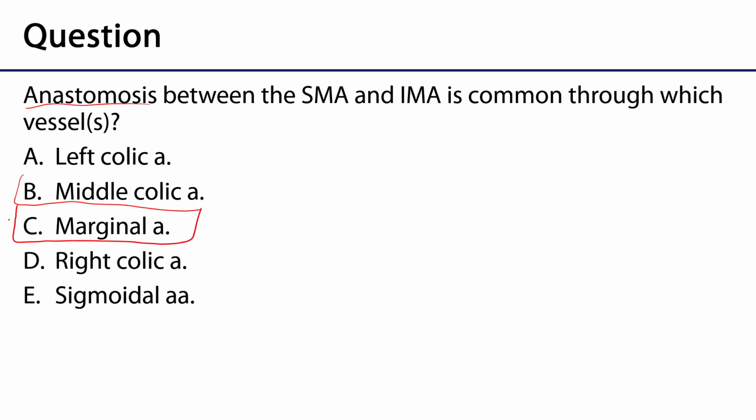running around the margin of the large intestine and branches of the IMA, such as the left colic, sometimes the sigmoidal, but not always, and then branches from the SMA, the middle colic, and the right colic are going to be feeding into that. So, best answer, marginal artery. Is it possible that these other arteries are involved? Yes, but not as much as the marginal artery.